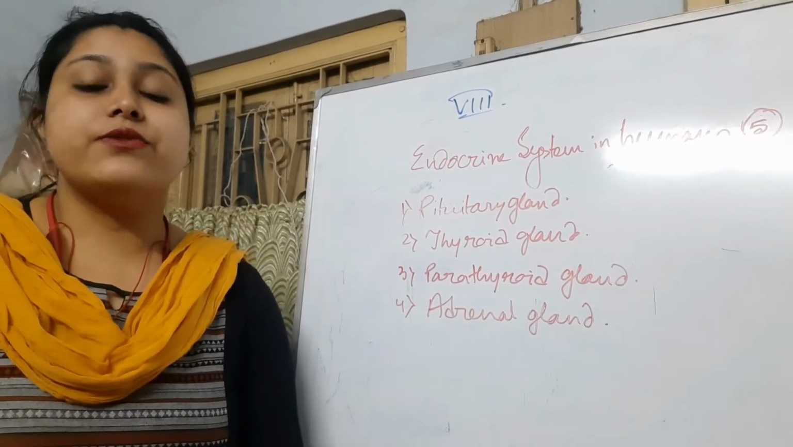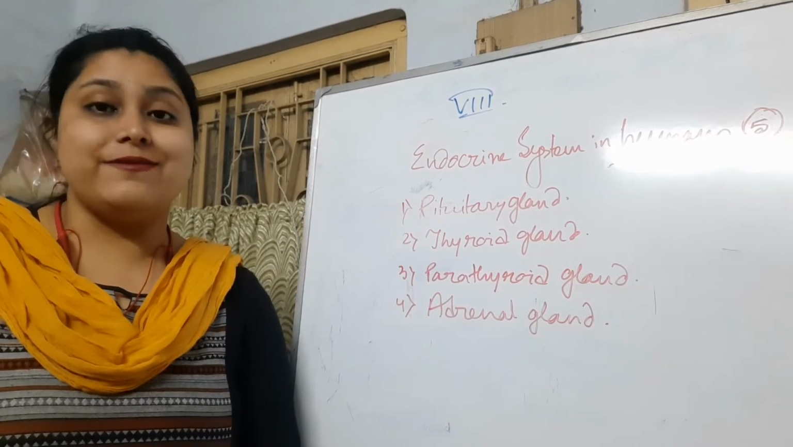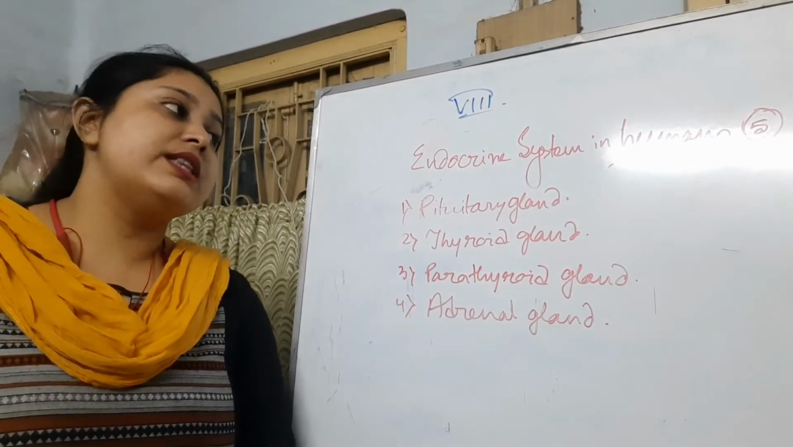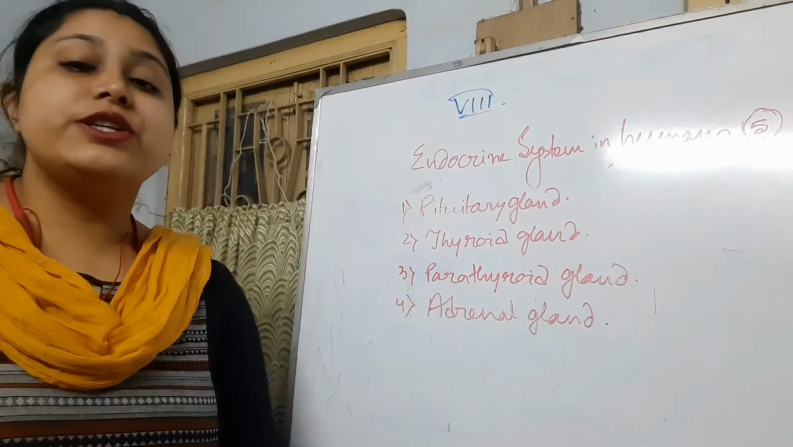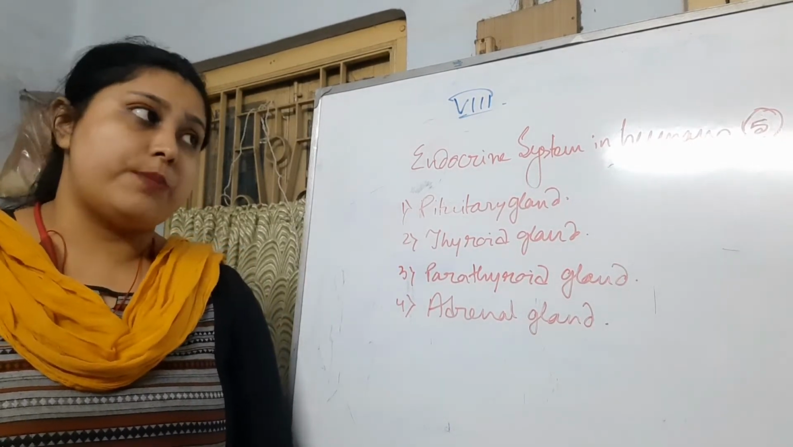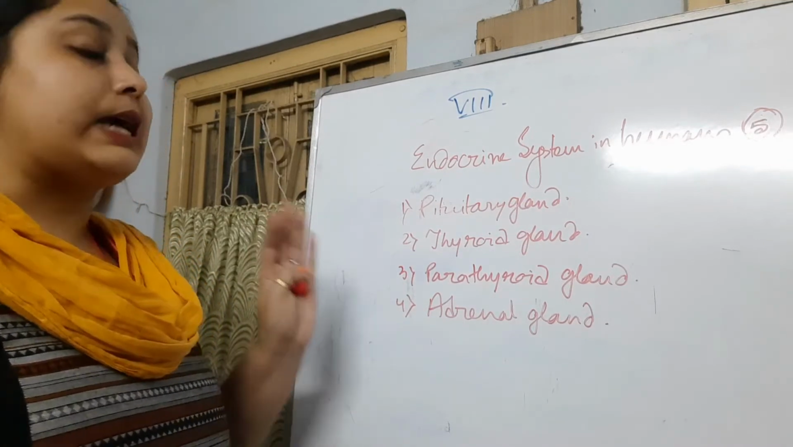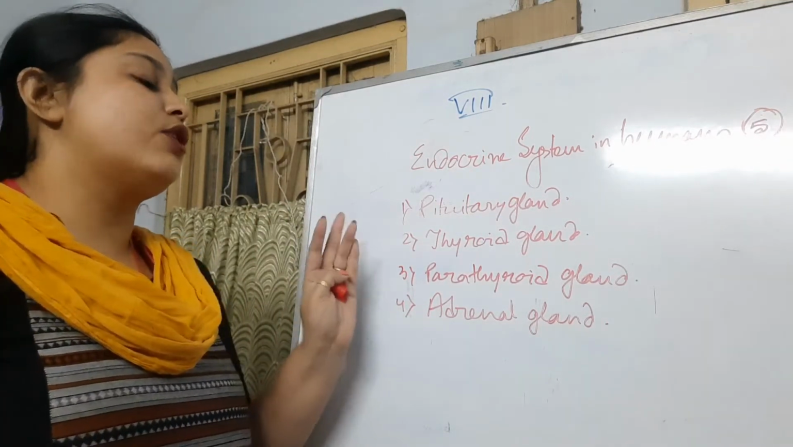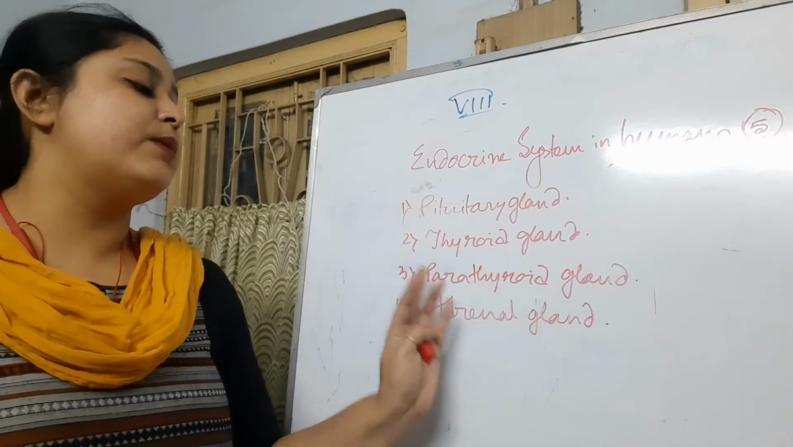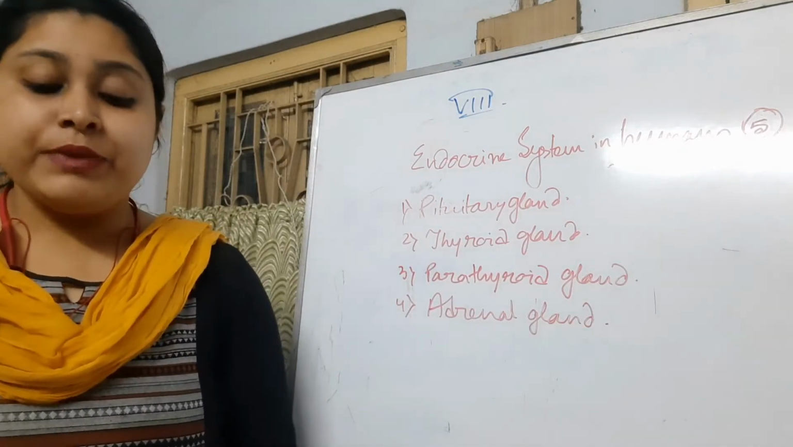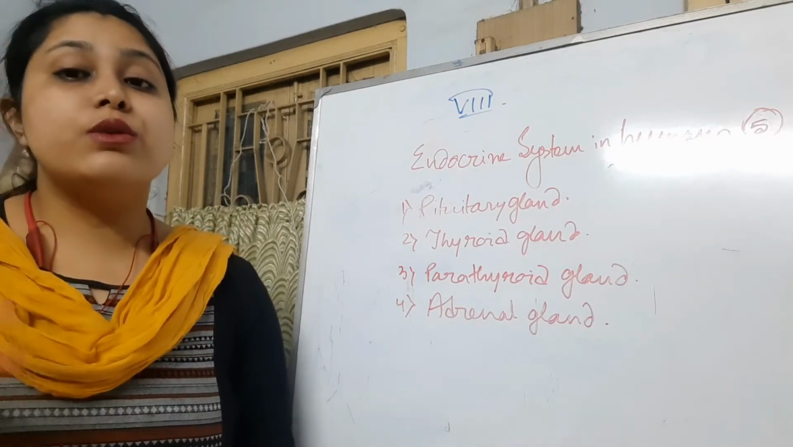This video is for class 8 biology, life science, and the chapter that I will continue today is the endocrine system in humans. This video is part 5 from this chapter. In the previous two videos, we discussed the glands and the endocrine glands, like the pituitary, thyroid gland, parathyroid gland, and adrenal gland. So today we will discuss three more glands.